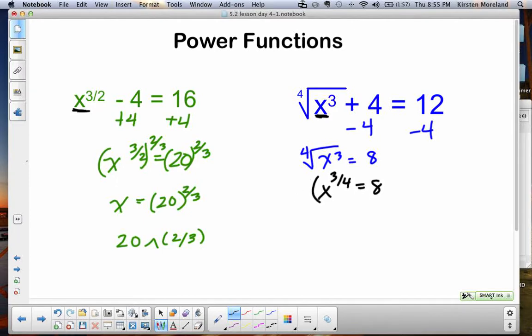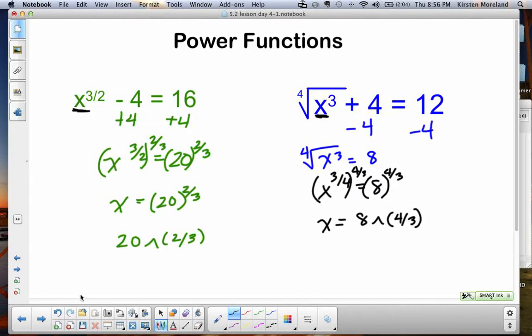And again, I'm going to raise it to the opposite exponent, which is 4/3. And whatever I do to this side, I have to do to this side. So I get 8 to the 4/3, and again, I don't have a calculator, so you would type that in as 8, caret key, 4 divided by 3, and get your decimal, and round to 2 decimals.